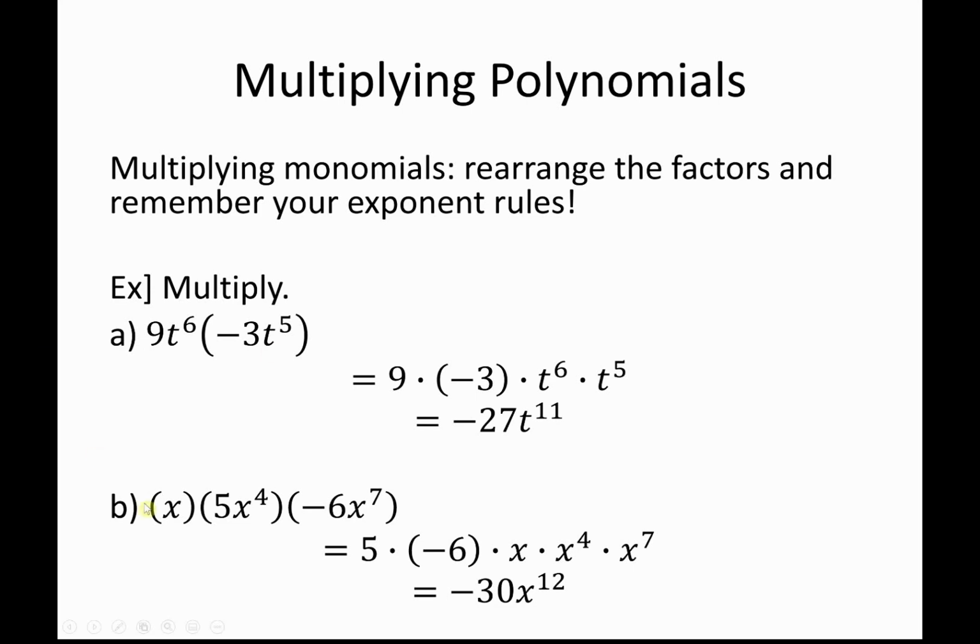For example B, do remember that the single factor of x has an exponent of 1, and so it's 1 plus 4 plus 7. That gives me the exponent of 12 on the collective exponential expression at the end.